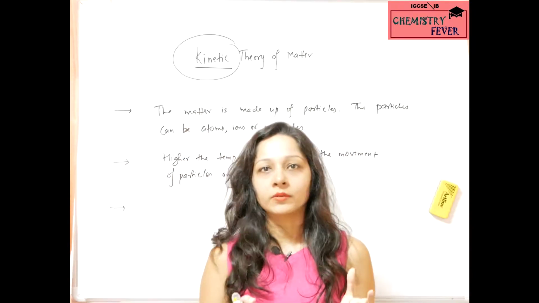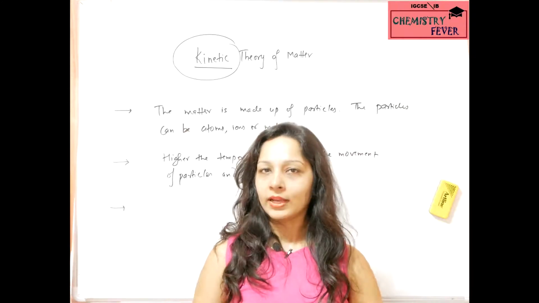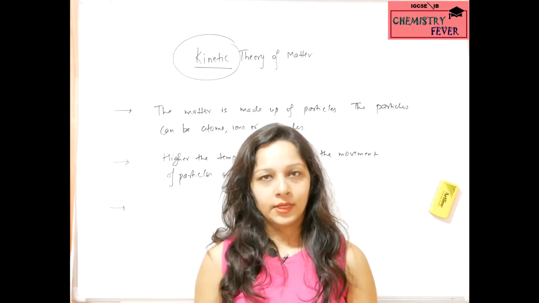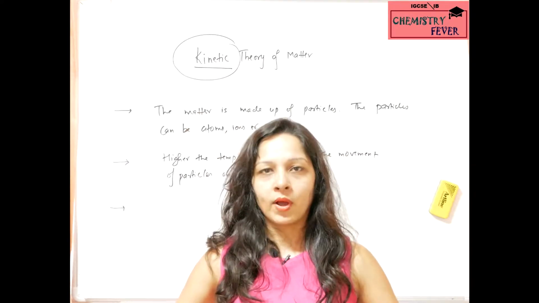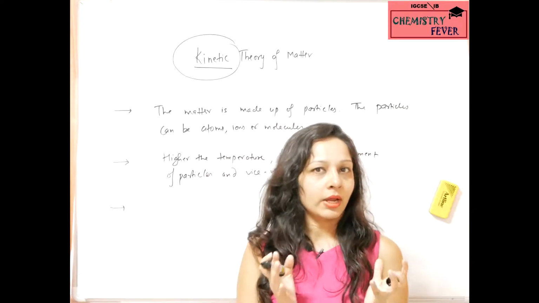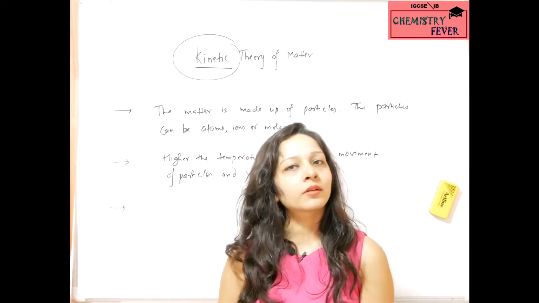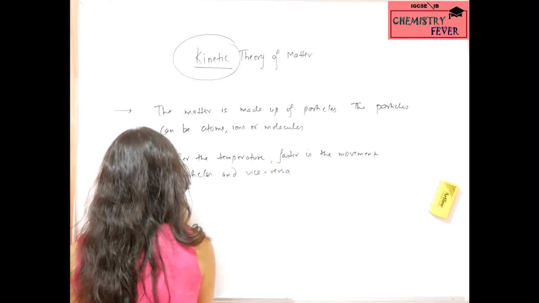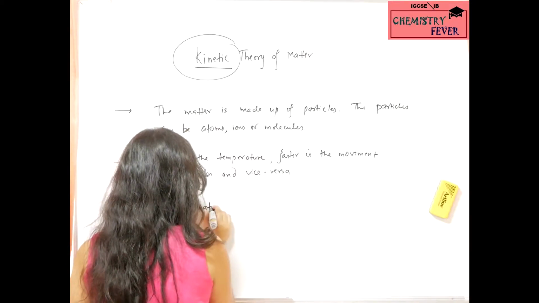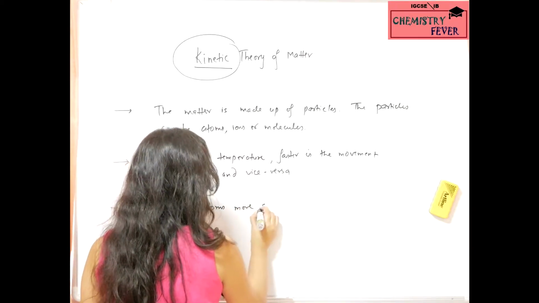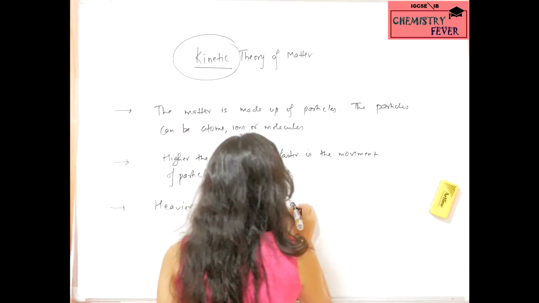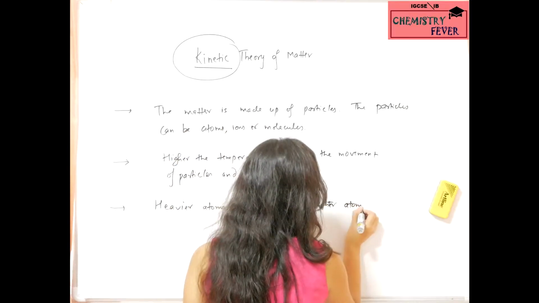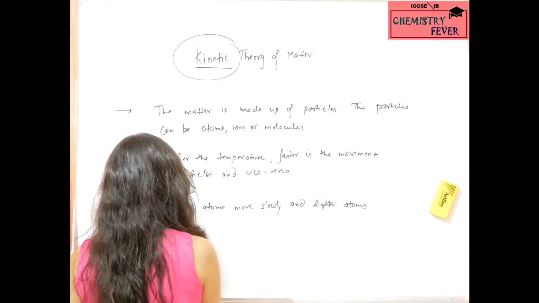Next is, if you have heavier atoms, they move slowly, like a heavier woman, a heavy child, say 80 kg, just 10 years old, bulky, he will walk slowly. A thin, fit one will run fast. So a heavier atom will move slowly, and the lighter particles, lighter atoms, move faster. So heavier atoms move slowly and lighter atoms move faster.